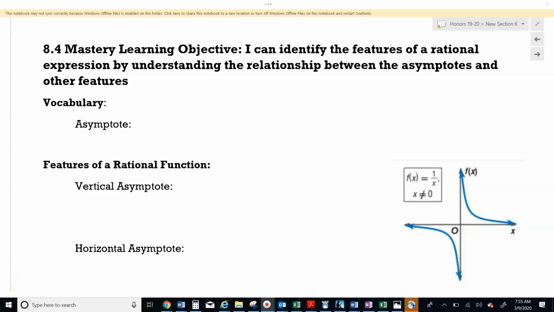Alright, I know we're skipping a lot of pages in our notes. We're going to look at 8.4. Our master learning objective is I can identify the features of a rational expression by understanding the relationship between the asymptotes and other features. Okay. So the first thing that we are looking at here then is what is an asymptote.